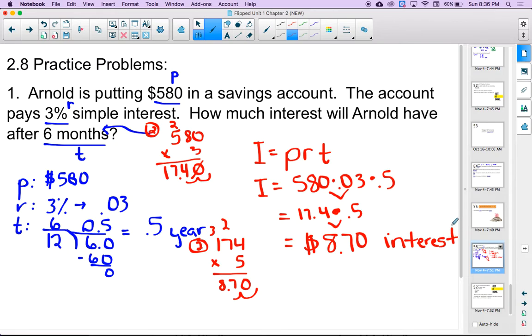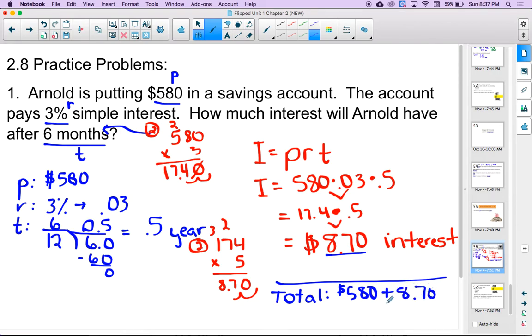Now, they could follow this up with a bonus question. They could ask us, okay, if that's the amount of interest that he gets, then what is the total in his account? If they ask that type of question, very easy problem to solve. All we have to do is take his original investment, $580, and add his interest in. Just a reminder, interest in this case is money that he gets to keep. So it's a good thing. It's money that he gets to keep, money that's added to his account.